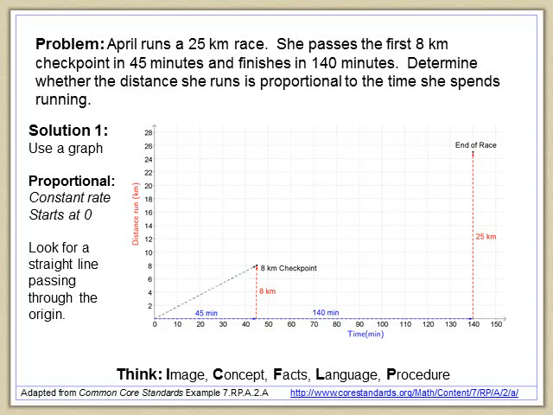We'll start with a line from the origin to the 8-kilometer checkpoint, which represents the distances and times that April would be running if she were running at a constant rate from time 0 to time 45, to the first checkpoint. So this represents that path. To represent the overall race, we'll start from the origin again and draw a line to the end of the race, which represents her running 140 minutes and running 25 kilometers in that time.